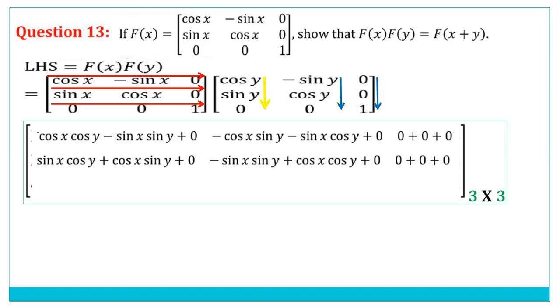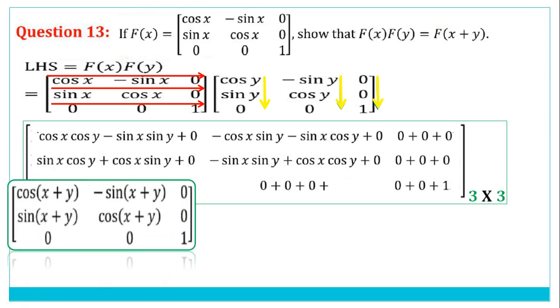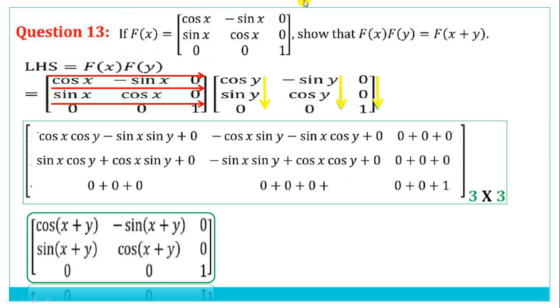Now time for the third row. First column, and then third row with the second column, and then third row with the third column, and after multiplication this is what we'll get. So yes, that will be our resulting matrix.